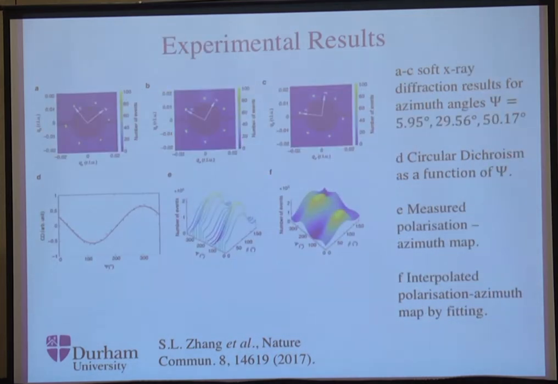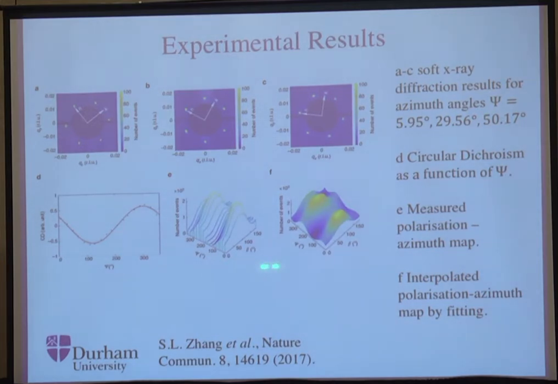If I show you the experiment, here are our 6 satellites surrounding the 100 Bragg peak. And as we rotate the sample around, these satellites also rotate around. And if you then measure the circular dichroism, so we measure circular left and then circular right, and get the circular dichroism, 0 would be that there'd be no dichroism, going from positive to negative. Then you see that you get this sinusoidal variation of the circular dichroism.